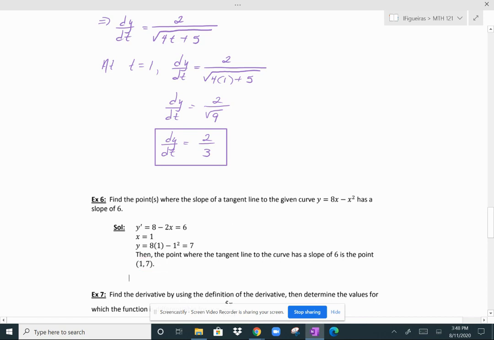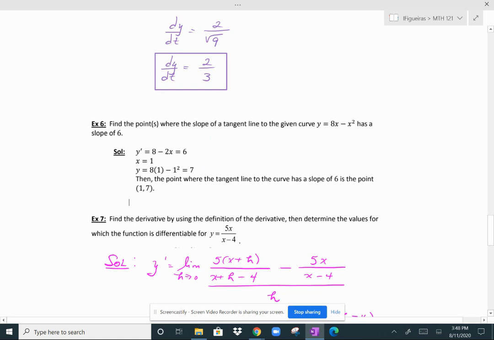Okay, here's another example. We want to find the derivative by using the definition and then determine the values for which the function is differentiable. So sometimes the derivative does not exist at certain points. We know right from the beginning that this function is undefined at 4, but let's see how the whole thing works out once we find the derivative.